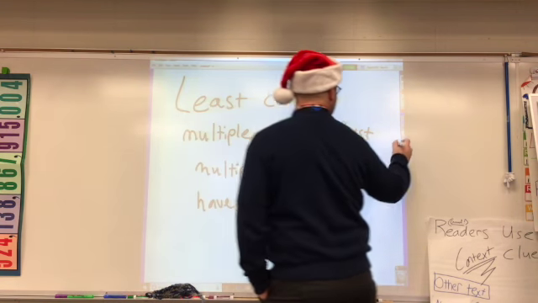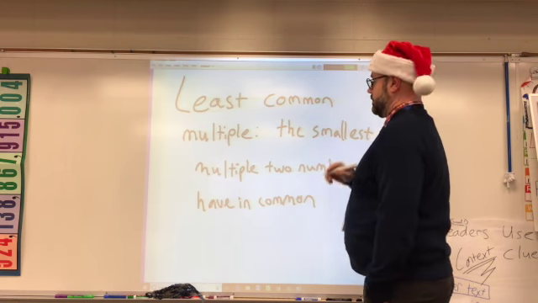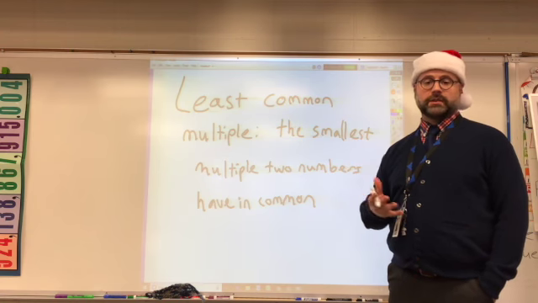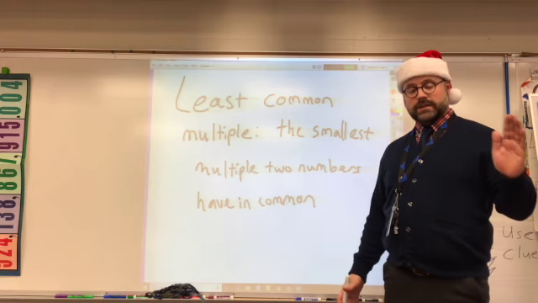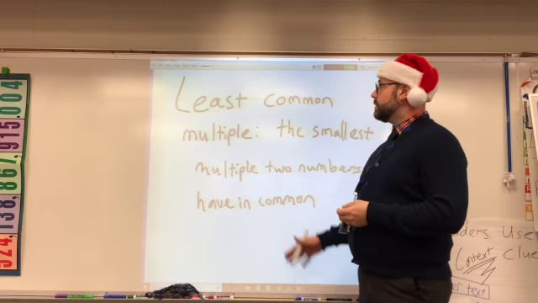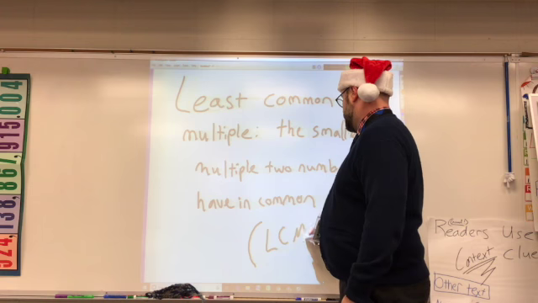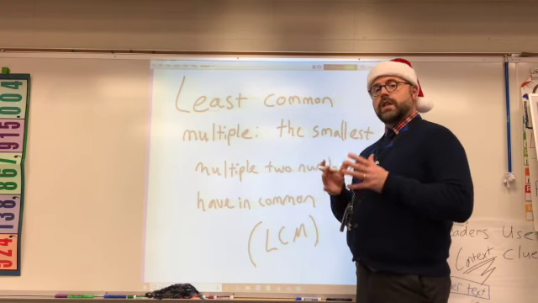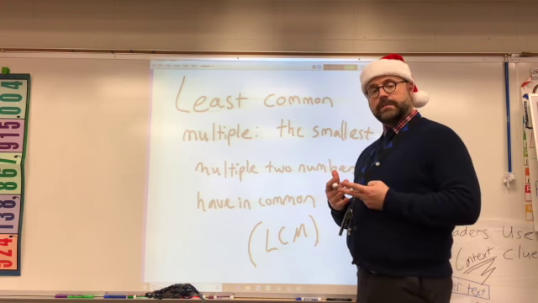So remember, in the first part of this video, we talked about multiples. And multiples are just skip counting, basically. When I give you a number, say, list me the first 10 multiples of 5, you're going to skip count by 5 10 times. But in this case, when we look for the least common multiple, also written as LCM, you're going to look for the smallest multiple two numbers have in common.